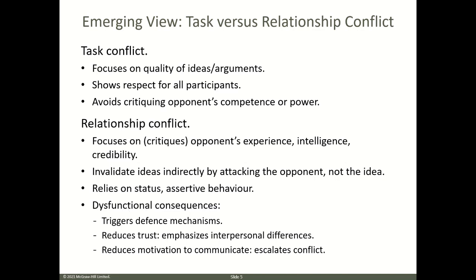So relationship conflict may have some consequences. First, dysfunctional consequences: it triggers a defense mechanism because it threatens self-concept, meaning self-esteem, self-verification, self-enhancement. Second, we have reduced trust, which emphasizes the interpersonal differences, meaning it undermines any common bonds. Next, we have reduced motivation to communicate, which escalates the conflict. The conflict escalates more easily because the parties reduce communication. Due to that, the conflict arises and increases. It results in distorted perceptions and increased reliance on stereotypes to reinforce the threat perceptions.